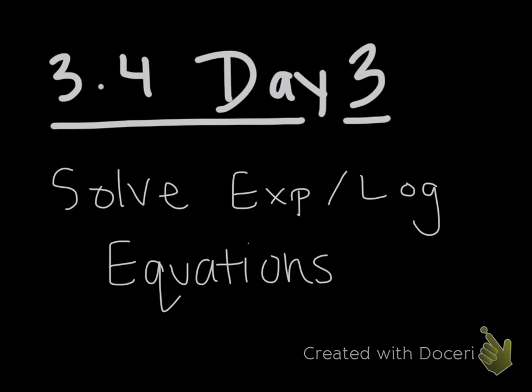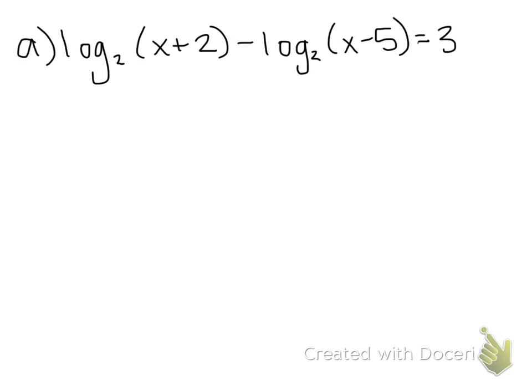Today we're doing section 3.4, day 3, and we're going to be doing some more solving of exponential and log equations. Just like how we finished the video yesterday, we're going to have to condense first before we can put in exponential form. We look at the sign between the two logs, which is subtraction. So we are going to condense using the quotient property.